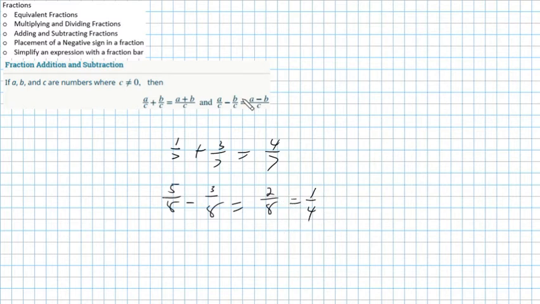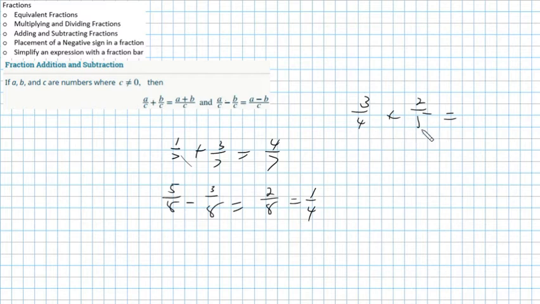Alright, so when do difficulties arise? They arise when the denominators are not the same. So if I have, let's say, 3/4 plus 2/5, we can't just say 3 plus 2 and then, you know, over what?